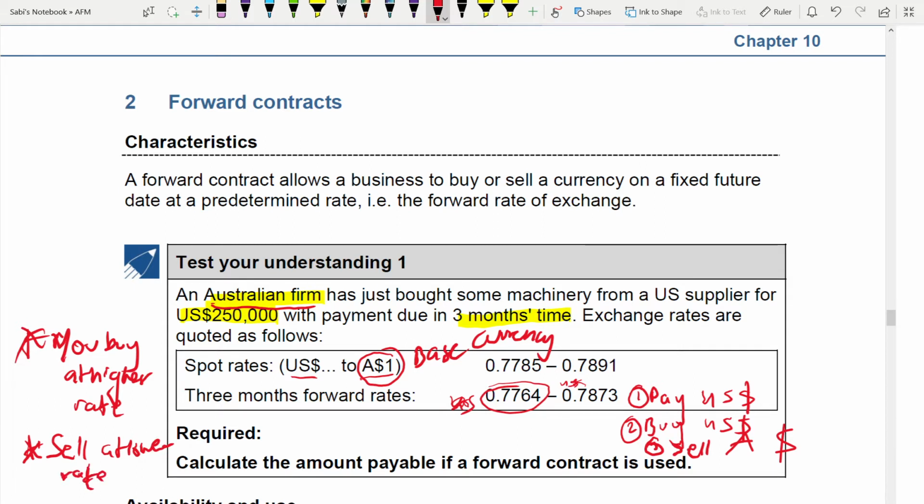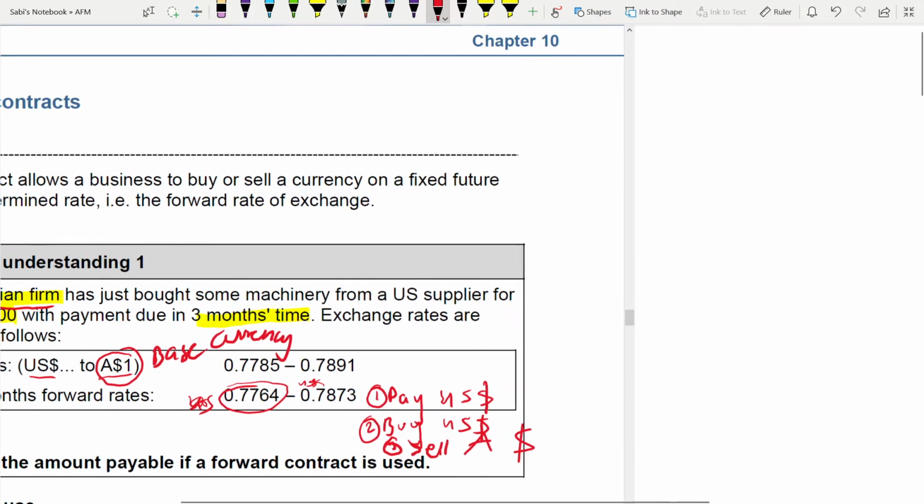This is always fixed. To sell Australian dollar, you need 0.7764 because you have only Australian dollar in hand. You are an Australian firm. When you give your currency, only then can you get the foreign currency. You buy that US dollar and then you pay your supplier in 3 months' time. That's what you are doing. Now you have picked the rate. Now it's very easy. One line calculation only. What is it? 250,000 divided by 0.7764.